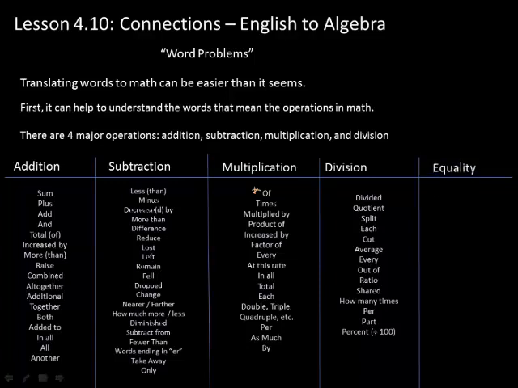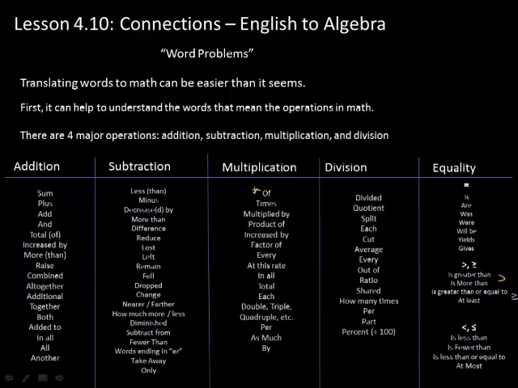And then you have words that mean equality. We have words that mean equals: is, are, was, were, will be, yields, gives. We have words that mean greater than or equal to. The first two are greater than. The second two are greater than or equal to. We have is greater than, is more than, is greater than or equal to, or at least.